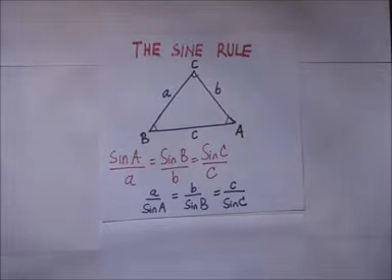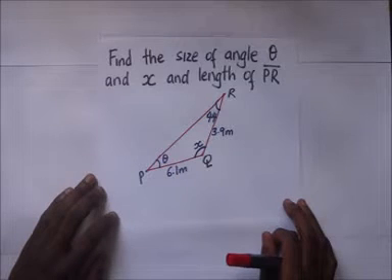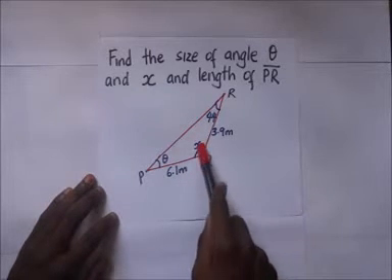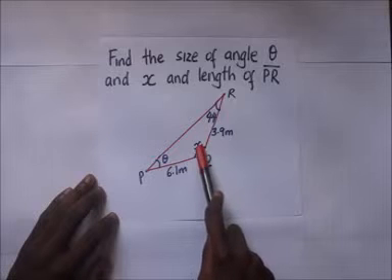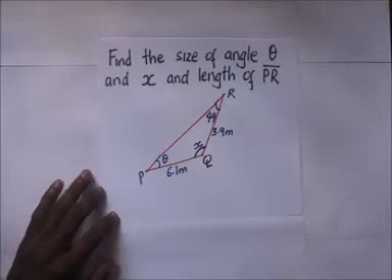So let's follow it up with a worked example. We have a triangle here, it is not right angled, and we are being asked to find the value of x, the angle theta, and the length PR.